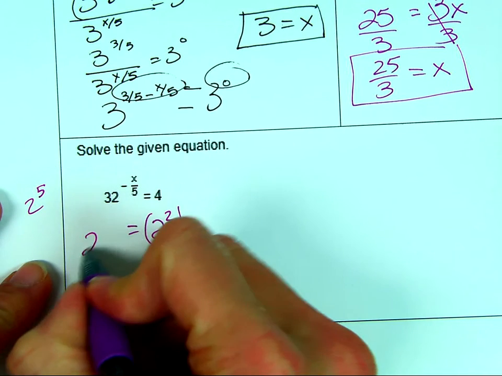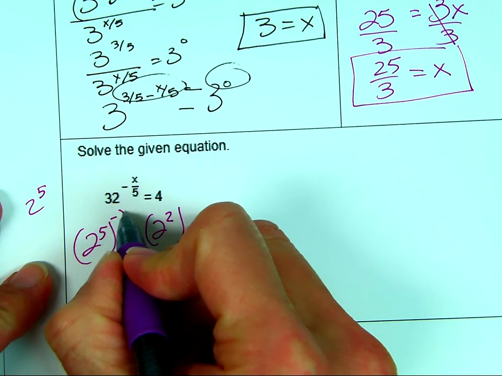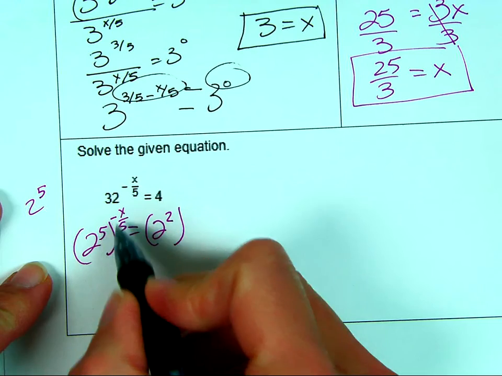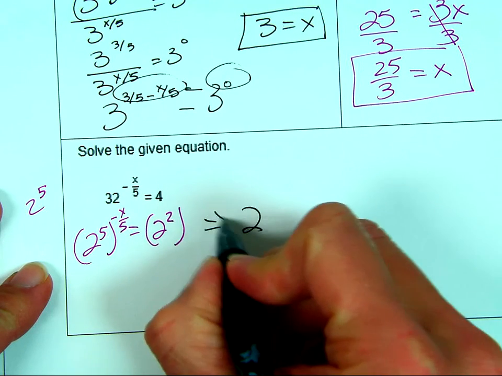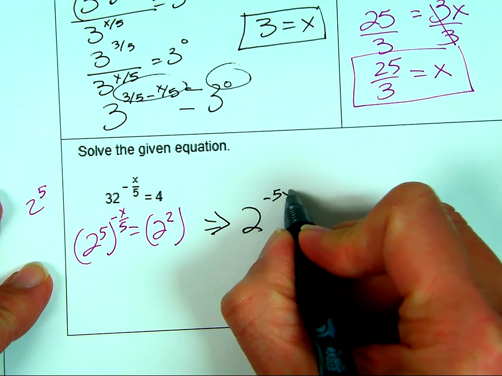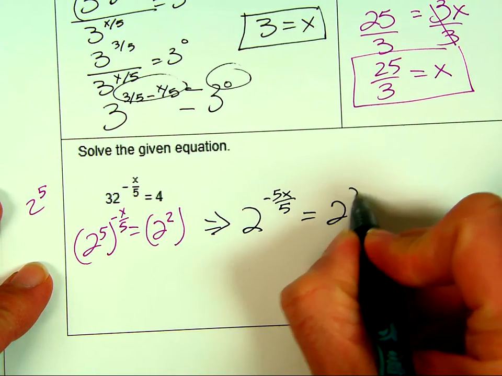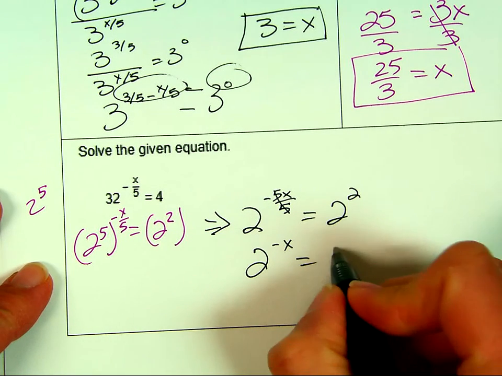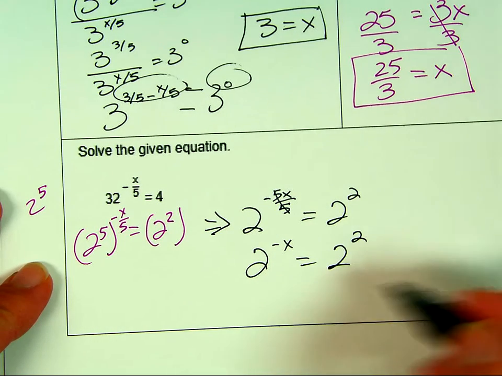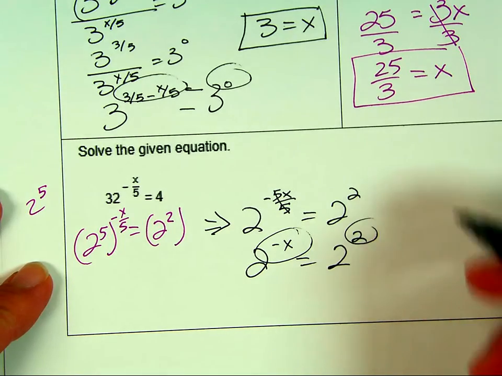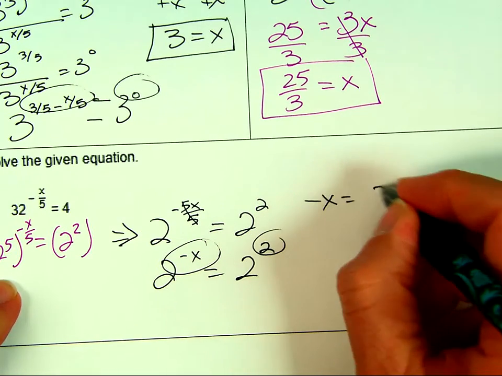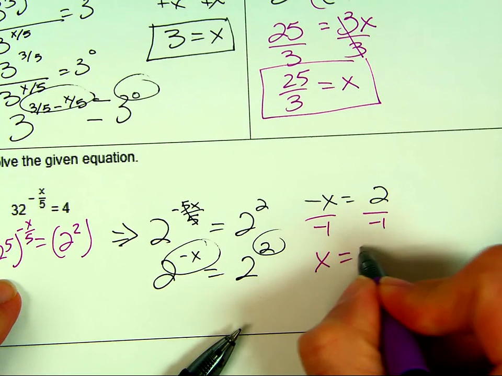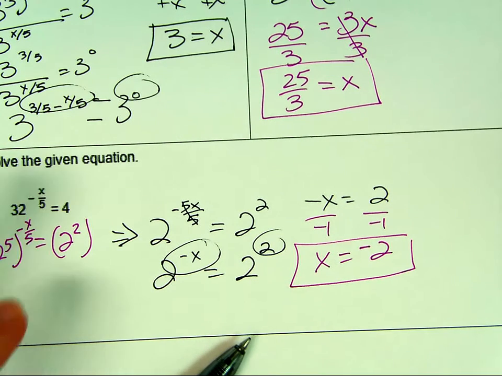So I have 2 to the 5th and then to the negative x over 5. So this is my power of a power rule. When I multiply there, I get 2 to the negative 5x over 5 equals 2 squared. Well, 5 divided by 5 cancels, so I end up with 2 to the negative x equals 2 to the 2. And if they're equal, these two have to be equal. So I set them equal. Negative x equals 2. And if I divide by negative 1 on both sides, I get x equals negative 2. So my answer is negative 2.